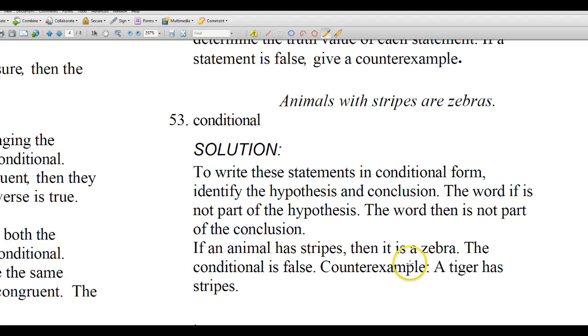This is a false conditional statement. A counterexample could be a tiger, because a tiger is an animal that has stripes that is not a zebra. Or you could say a coral snake. A coral snake is an animal that has stripes that is not a zebra.